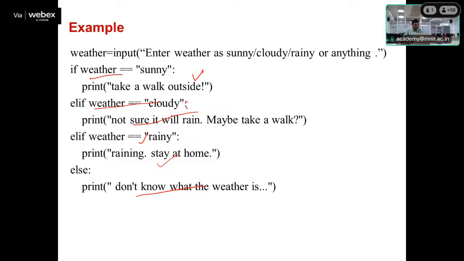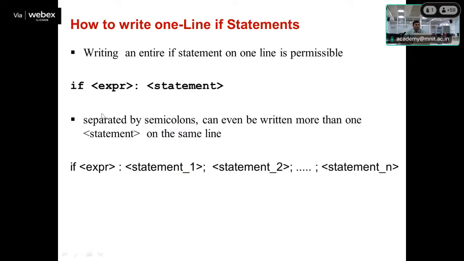So we have 4 options. Either walk outside, or we may take a walk in the dilemma, take or not take, or we have to stay at home, or we don't know what the weather is. So out of these 4 options, which option is going to be performed, we are deciding based on the if elif else statement. Out of these 4, any one is going to take place.